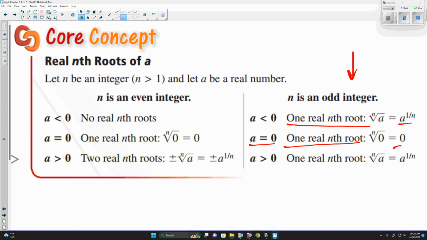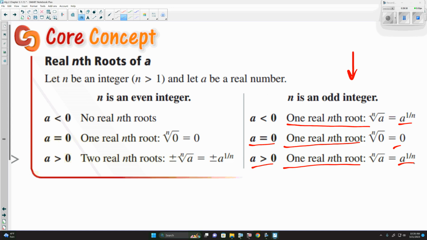Now if we take the odd root of a value of a less than 0, a negative number, we get one real root. And it's just whatever that root of that number is. For 0, it's going to be equal to 0. But with odd roots, we have one root. No matter what the number is inside the root, we have one solution. Whenever we take the odd root of a positive, 0, or negative number, we have one.